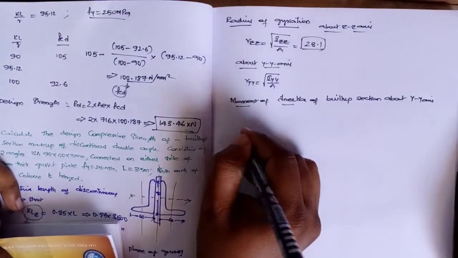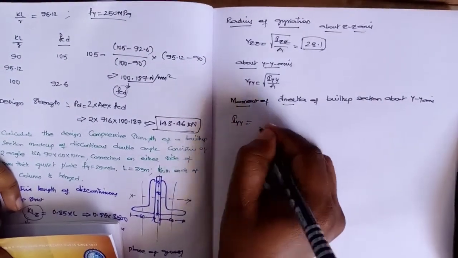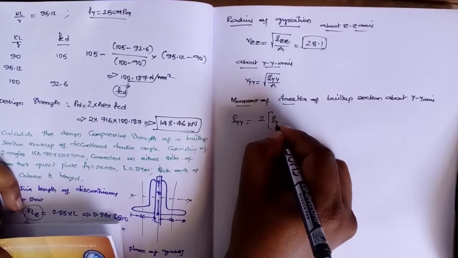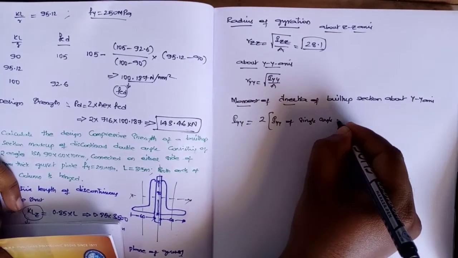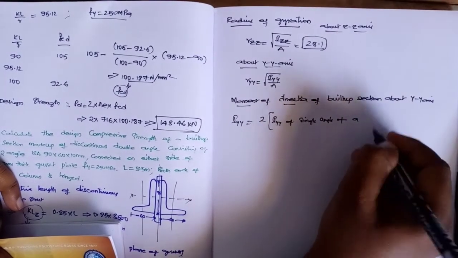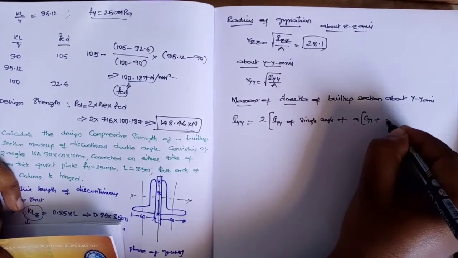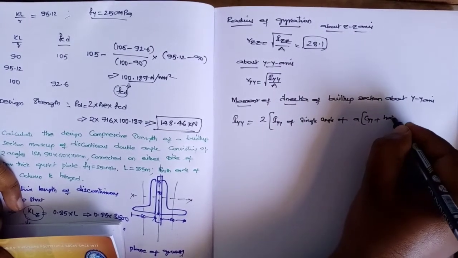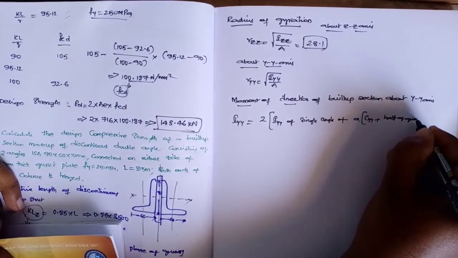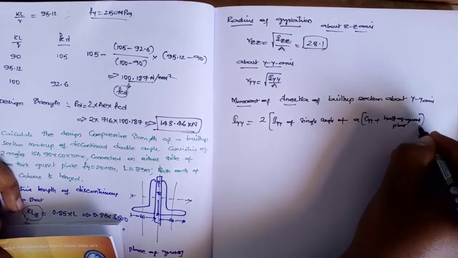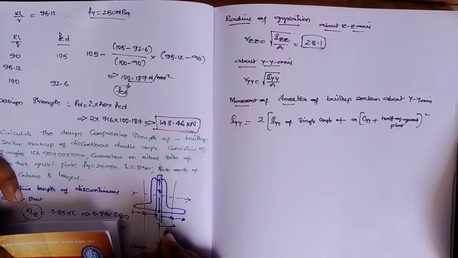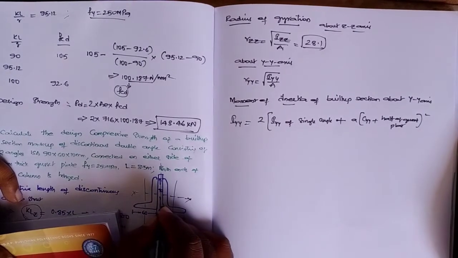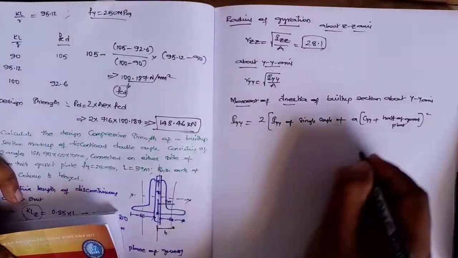So IYY equals 2 times, IYY of a single angle, plus area of that one into CYY plus half of the gusset plate thickness. That means from here to here you have this distance. Now I know this one, this is CYY, but you have to take from the middle of the gusset plate, so half of the gusset plate thickness.